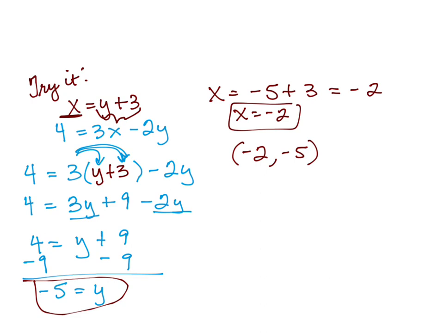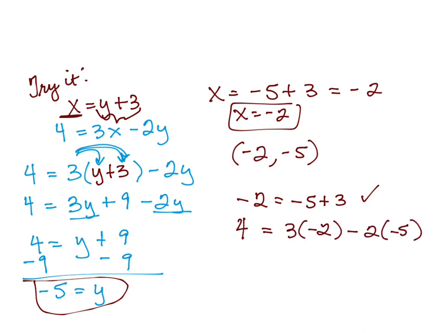And then we want to do what? Check it. Negative 2 equals negative 5 plus 3. I agree. How about 4 equals 3 by negative 2 minus 2 by negative 5? 4 is negative 6 plus 10. Yeah. Yeah, I'm in.